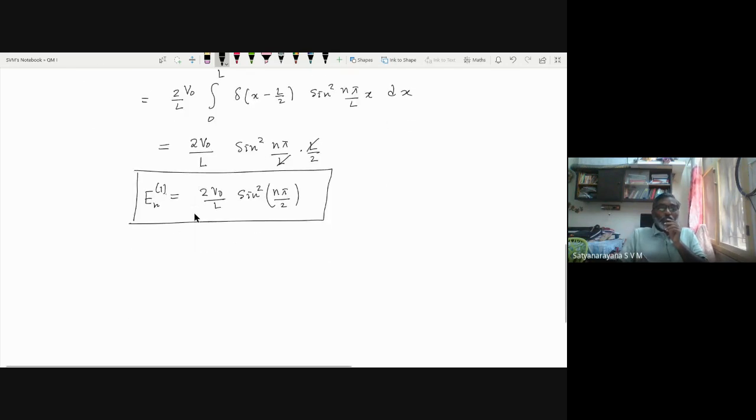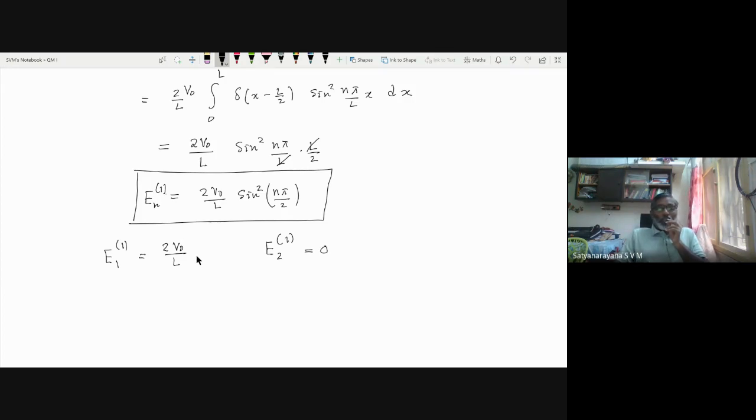Now, for example, if you take the ground state, that is E1 of 1. n equal to 1, so sine pi by 2 is 1. So sine square n pi by 2 is also 1. So this is equal to 2v naught by L. What about the first excited state, that is E2 of 1? For E2 of 1, n is equal to 2. So that means this becomes sine square pi. Sine pi is 0. So sine square pi is also 0. So this correction will be 0.